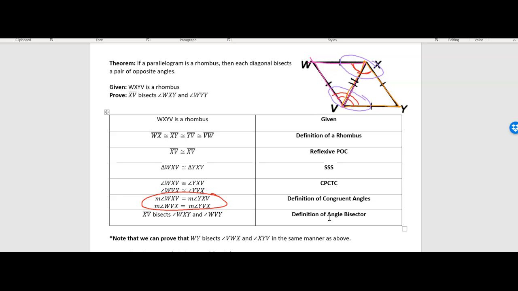So we've proven that if a parallelogram is a rhombus, then each diagonal bisects a pair of the opposite angles. Now, I will say, if you were writing this proof on your own, I would accept it if you had not included this line. Because based on the definition of angle bisector, you can say that the angles are congruent if they're being bisected, right? Or you can say that they have the same measurement.